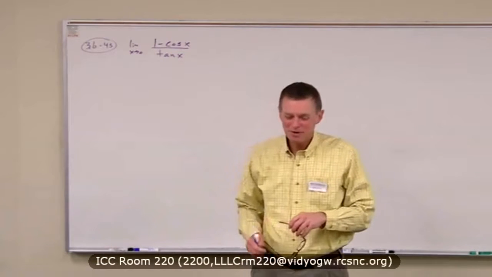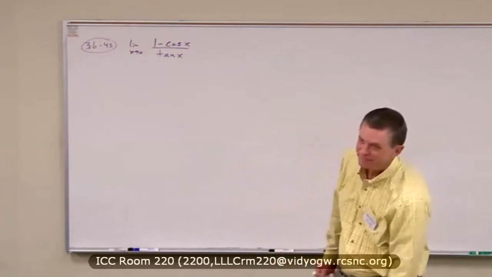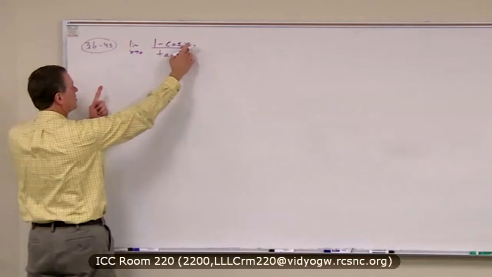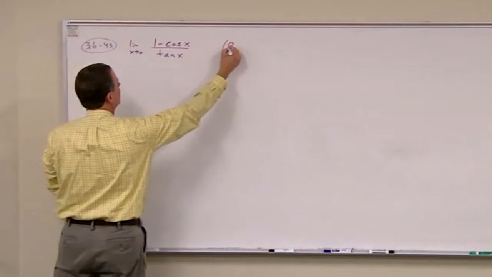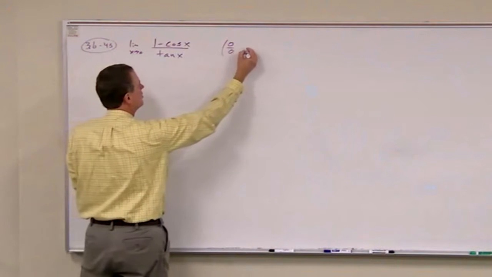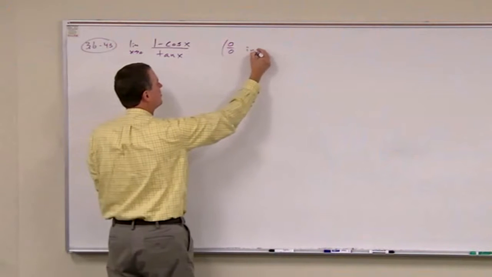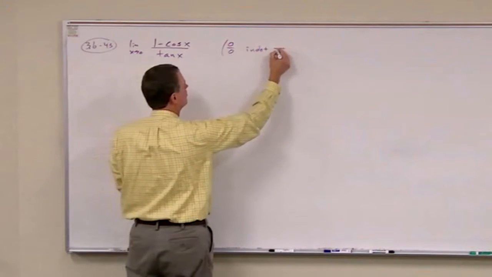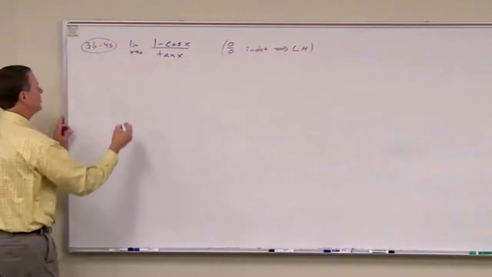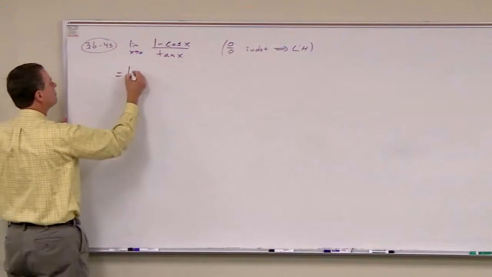Any suggestions anybody has they want to try? Do L'Hopital on it. No, we're gonna have to do something. Yeah. Let's see. If I first plug in a 0, cosine of 0 is 1, so 1 minus 1 makes a 0. And tangent of 0 is in fact 0. So that's indeterminate, and I could apply L'Hopital. Let's see what happens when we do that.